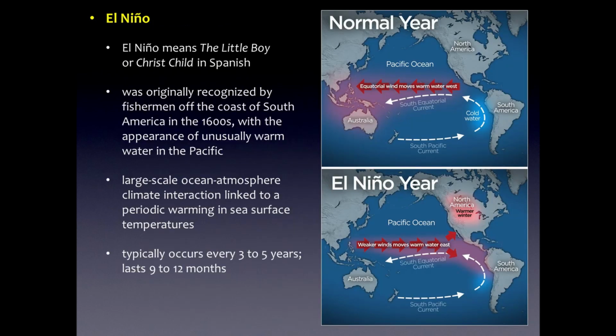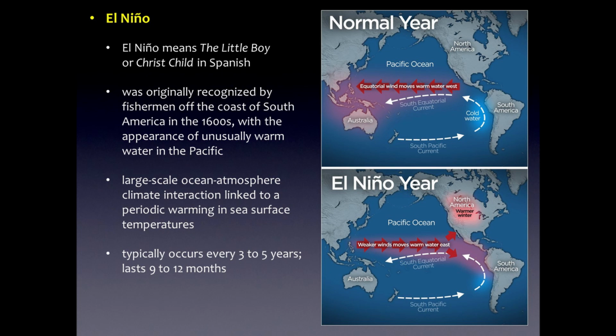El Nino in Spanish means the little boy or Christ child, and this name was used to describe this phenomena because it usually occurs around December when we see these warmer waters start to appear off the coast of South America. Originally recognized by fishermen in the 1600s when, once again, we had this warm water.